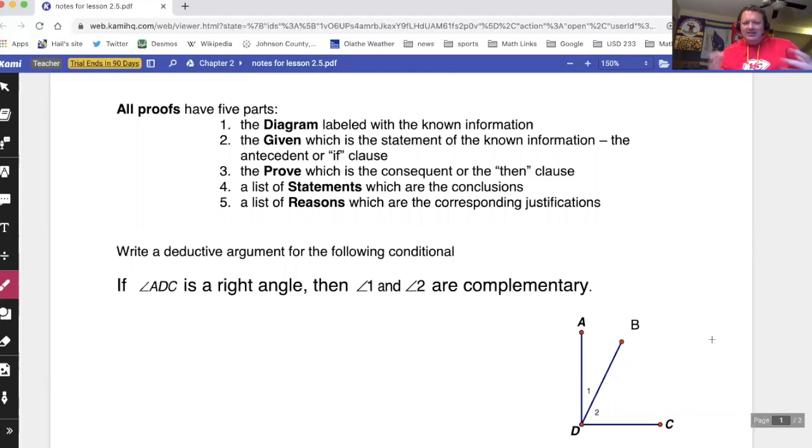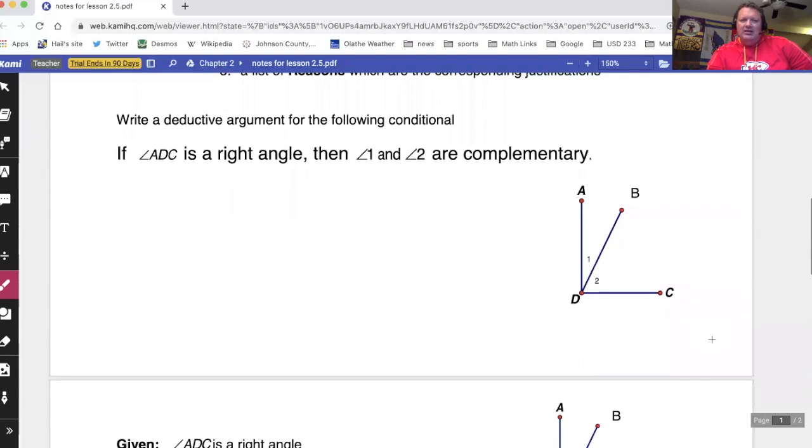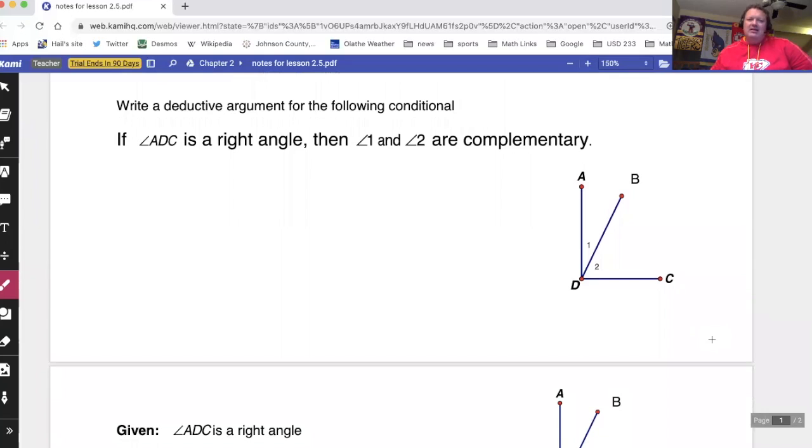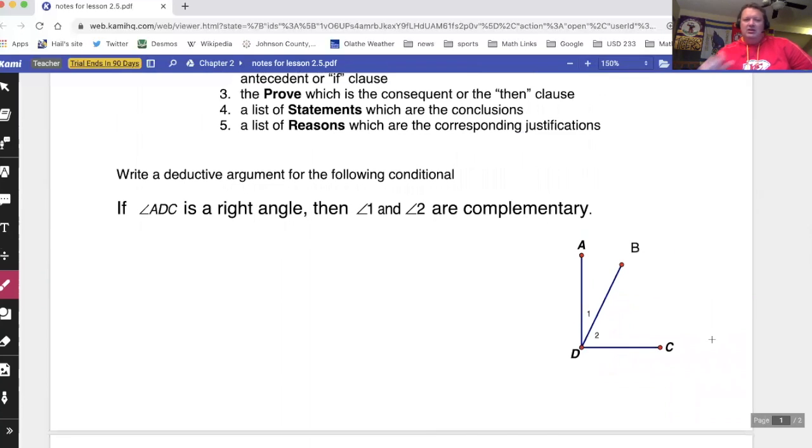You'll start to make sense of it. We're not going to go quite as in depth this year as we do some years, but I think you guys will still get a pretty good taste. All right, so we're going to write a deductive argument for the following conditional. If angle ADC is a right angle, then angles 1 and 2 are complementary.